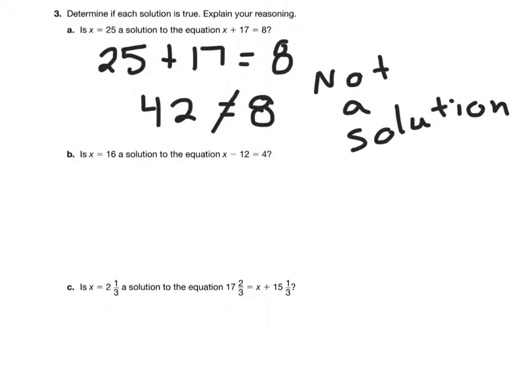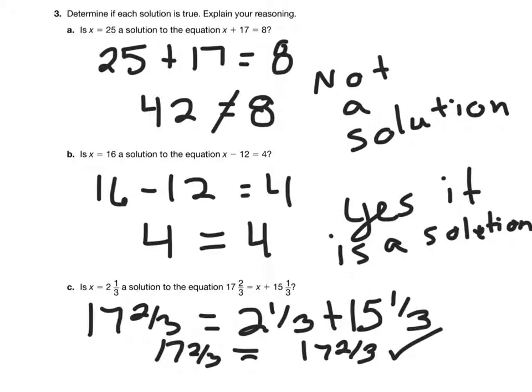Now you pause the video and try B and C on your own and then come back. Now unpause the video and check your work. As you can see, 16 minus 12 does equal 4, so 4 equals 4 is a solution. And then I also plugged in 2 1/3 on the last one, and 2 1/3 plus 15 1/3 does equal 17 2/3. So that is also a solution, or a correct true statement.